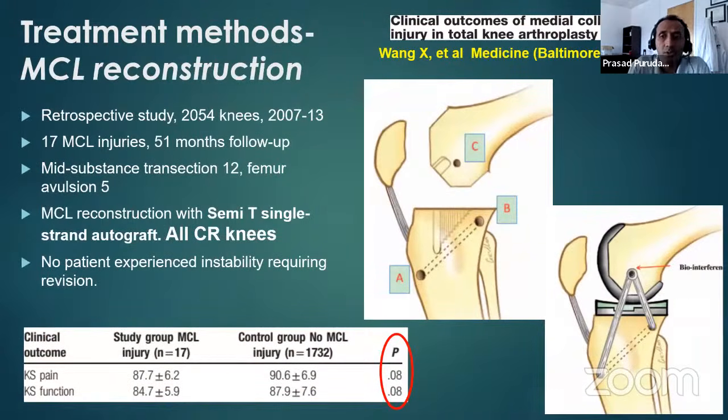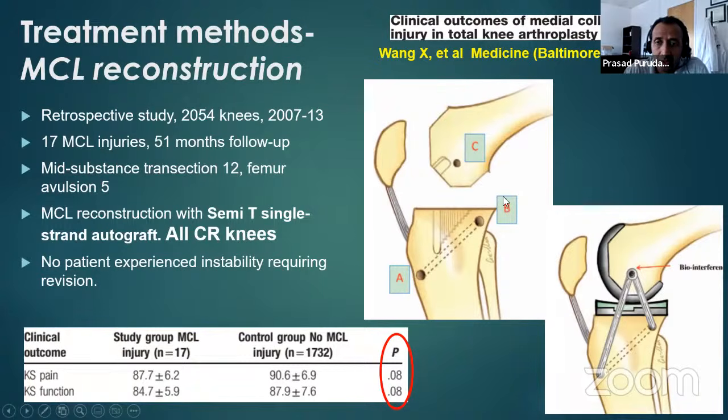So another study here where they did reconstruction of the MCL ligament. Another retrospective study, 2,054 knees between 2007 and 13. They had 17 MCL injuries, 51 months follow-up. 12 of them were midsection injuries, and 5 were avulsion injuries from the femur. They did the MCL reconstruction using a semitendinosus single strand autograft, and all of them were cruciate retaining knees. So they did a double bundle type of reconstruction here.